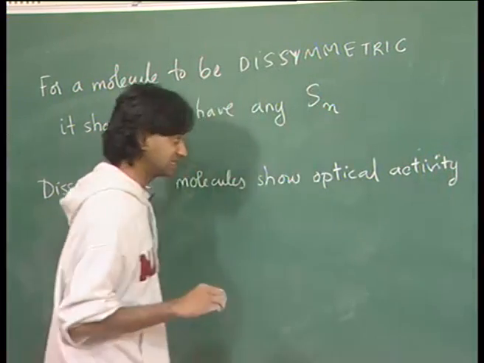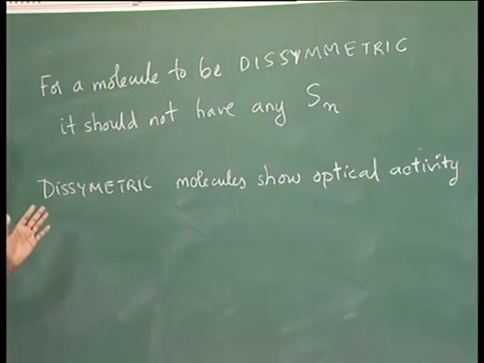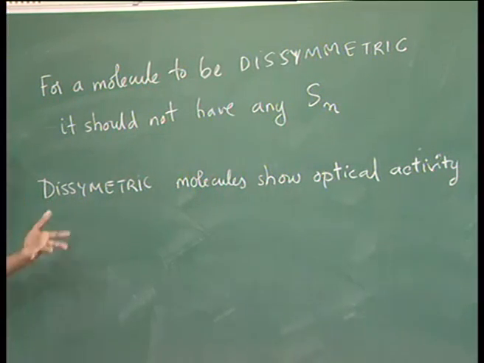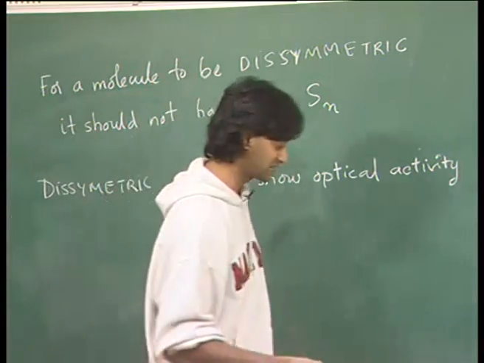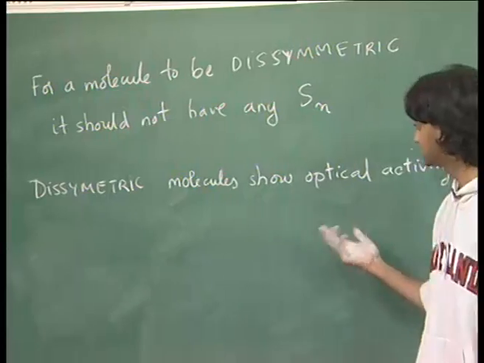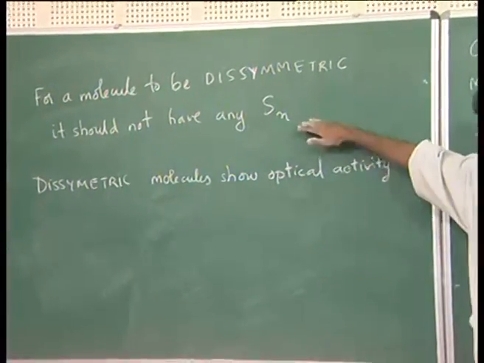In other words, they rotate the plane of polarized light in one direction. So, dissymmetric molecules show optical activity, and you have various optical isomers which you have studied in your organic chemistry courses. So, the condition for a molecule to be optically active is that it should be dissymmetric, or it should not have any S_n axis.